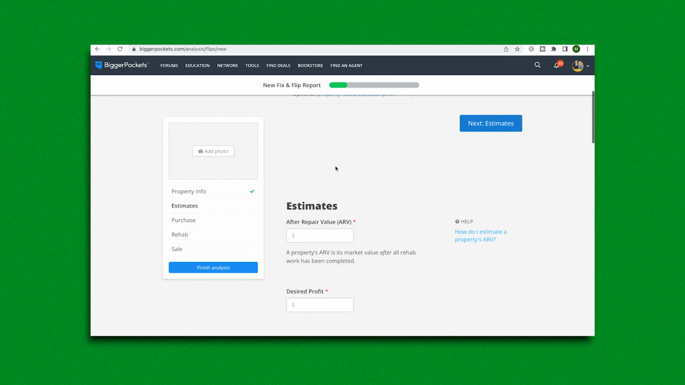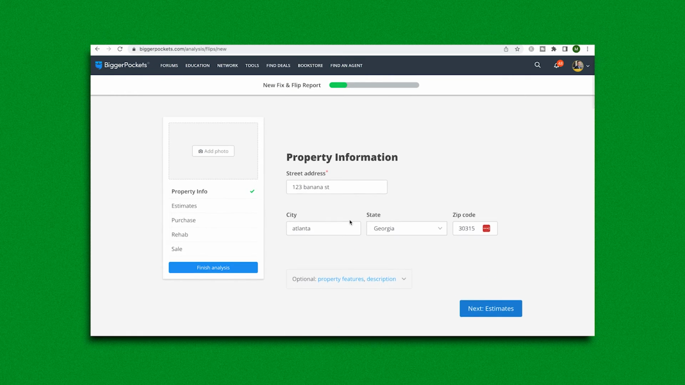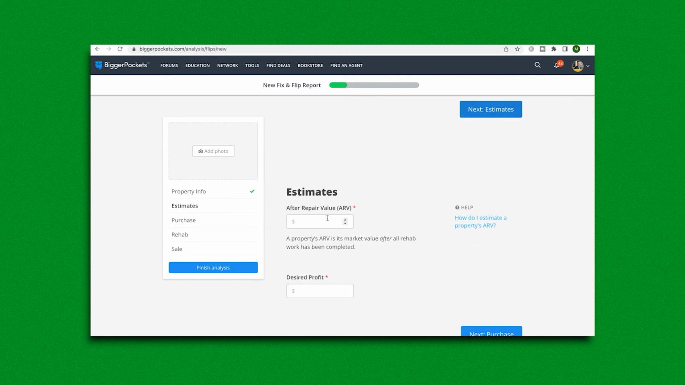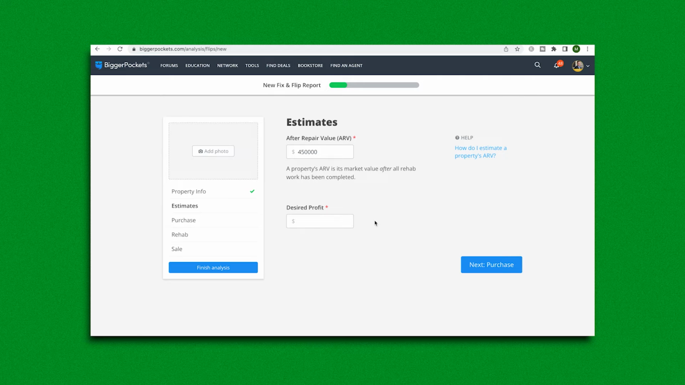Okay, the after repair value, again, you're going to comp it out to figure out, this is a flip, right? So you want to know what it's going to be able to sell for. So let's say you're going to flip this property and it's going to sell for $450,000 based on your expertise.